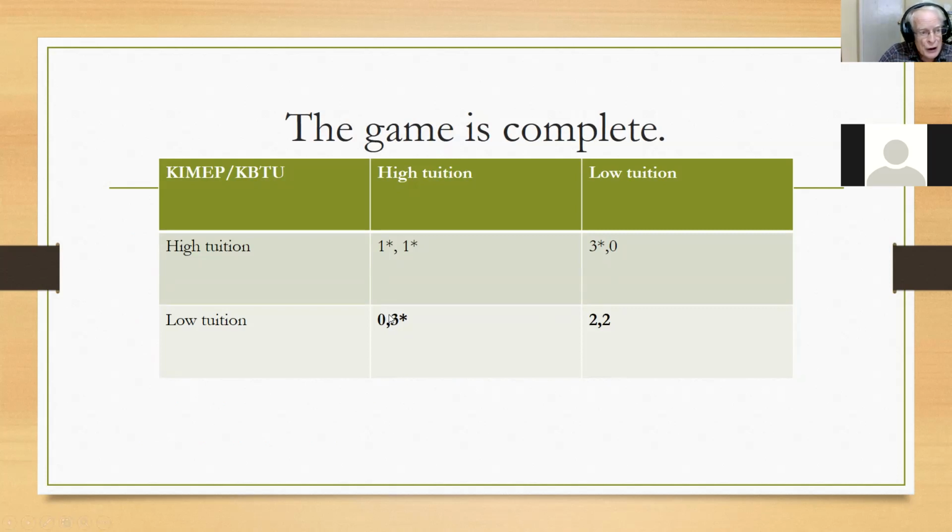And there is the complete analysis of the game. So we have one Nash equilibrium, since both responses are the best response given what the rival is doing. So that is the unique solution to the game.